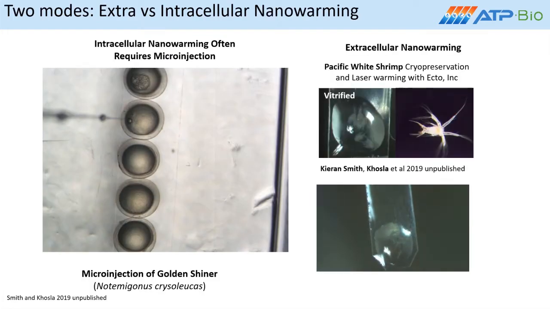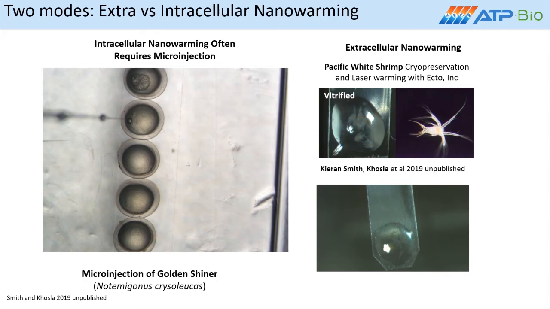Some systems are impervious to gold nanoparticles and require microinjection, as seen in this image on the left, of golden shiner embryos being microinjected with gold nanorods and cryoprotectant. So in these cases, when irradiated by the laser, the warming is intracellular.